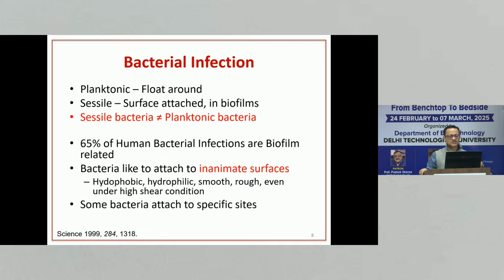65% of human bacterial infections are biofilm related. We will talk about biofilm, but since most infections are because of biofilm, you can imagine when a bacteria is planktonic or free floating versus a group of bacteria in a biofilm, it's easier to kill that planktonic or free floating bacteria. It's by itself alone. Once they start making a group, it becomes difficult because they are united now.